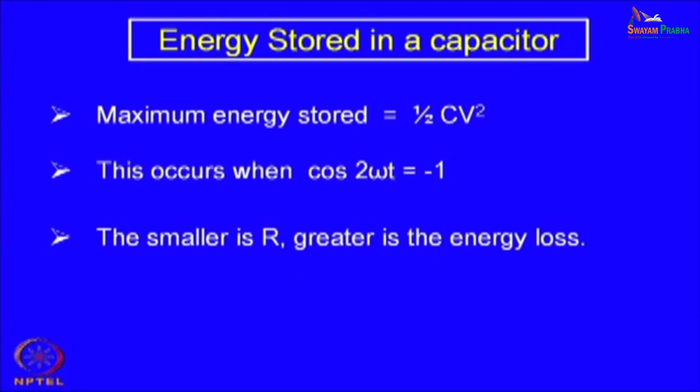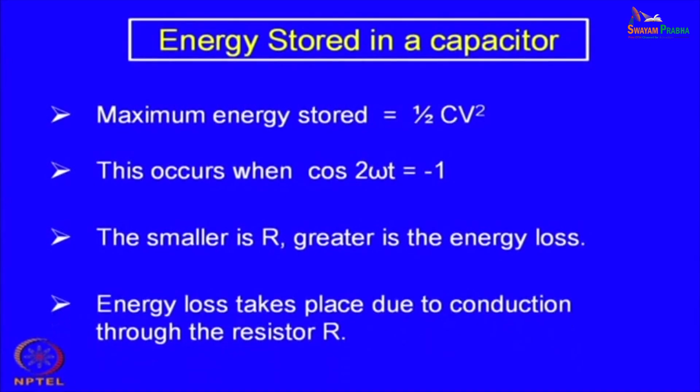This we have already seen earlier. The smaller the R, the greater the energy loss. Smaller R means higher conductance and therefore more leakage current, and therefore more energy loss. So a greater part of the energy is lost than what can be stored. The energy loss takes place due to conduction through the resistance, that is already the same thing which has been repeated here.